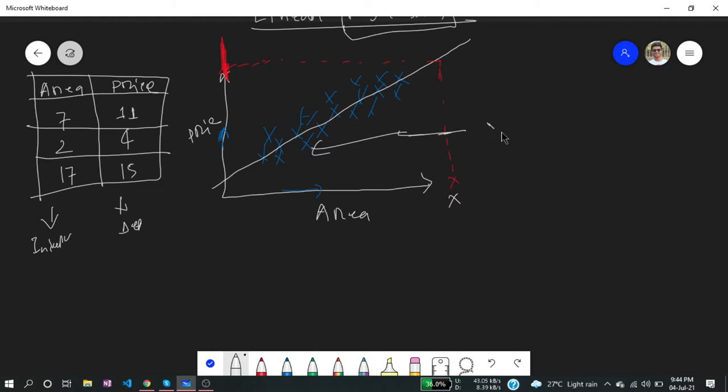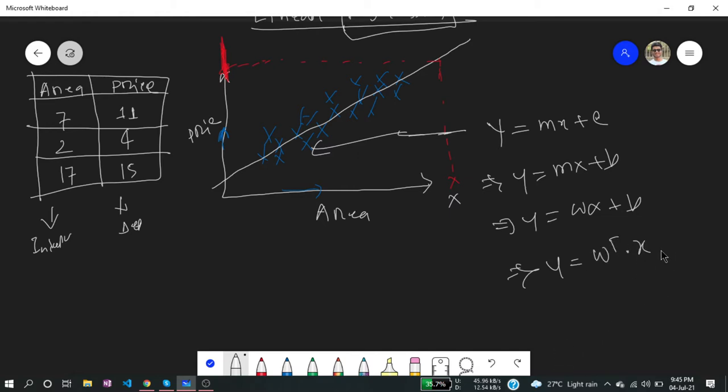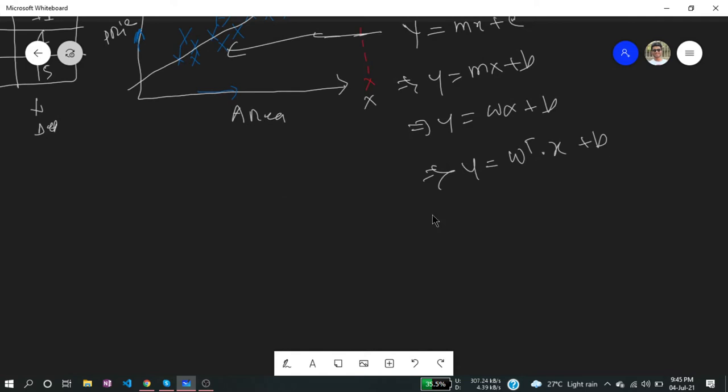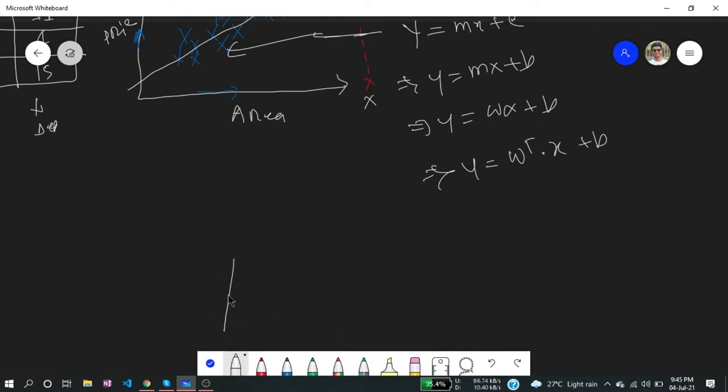This line's equation is y = mx + c. Sometimes we also write y = mx + b. Sometimes we also write y = wx + b. Sometimes we also write y = w transpose x plus b. You can find these kinds of terms in many different books, so that's why I have shown you.